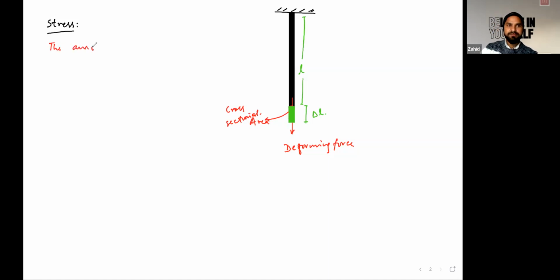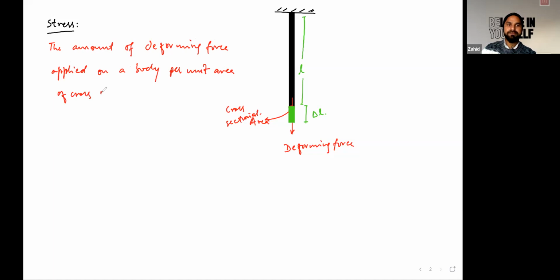So first, stress is the amount of deforming force applied on a body per unit area of cross section is called stress. We can write stress equals deforming force divided by area of cross section.